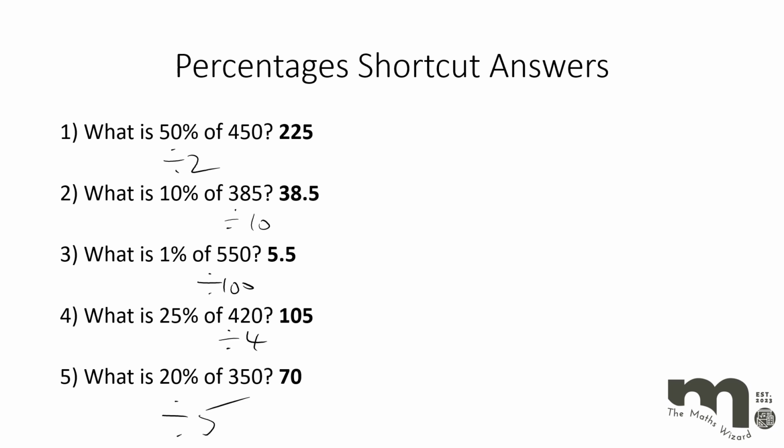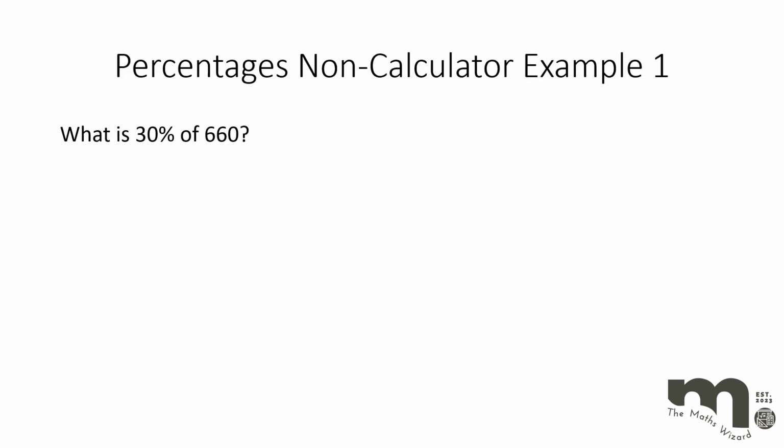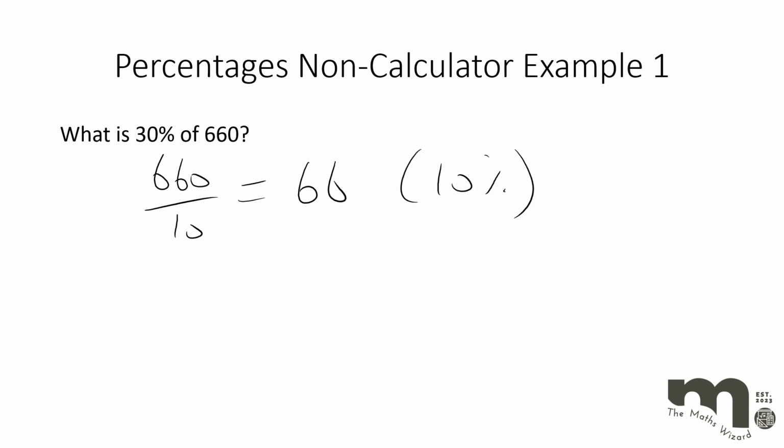Okay, let's try some more challenging examples now then. So these might involve perhaps more than one step. So next question is 30% of 660. So there's quite a few methods of doing this, but this is generally the easier way of doing it if you have not got a calculator with you. So if you do 660 divided by 10, that will give you 66. So that's 10%. Now 10 goes into 30 3 times. So if we do 66 times 3, that will then tell us what 30% is.